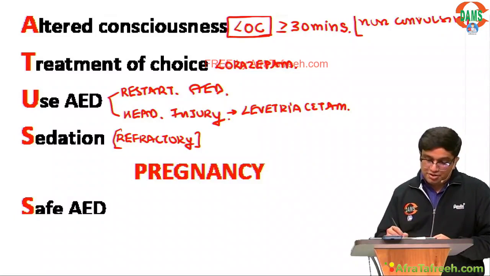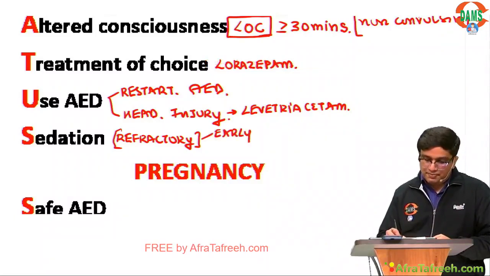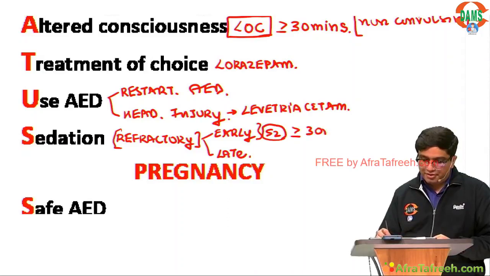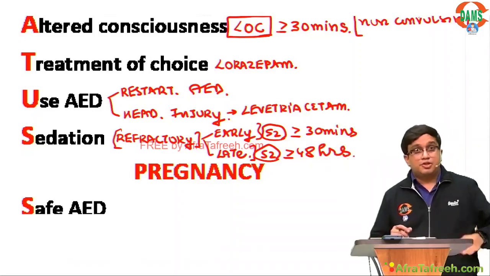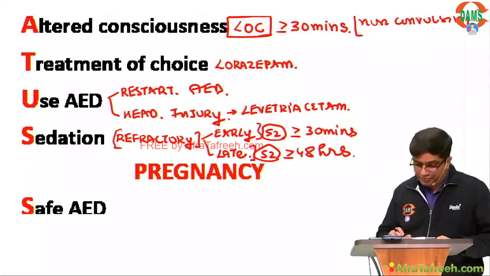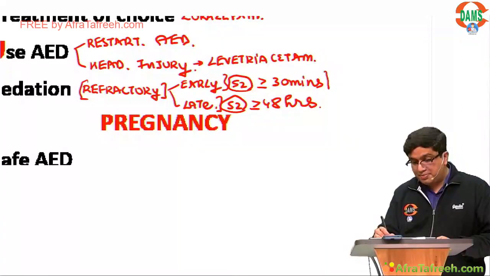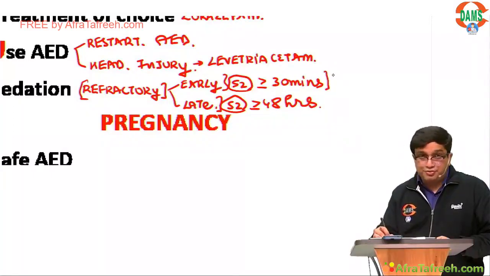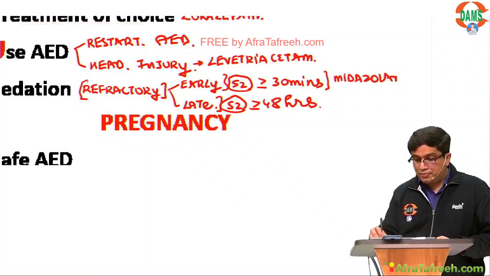So there are two kinds of refractory status epilepticus. One is early and the other one is late. The early one is the one in which the seizure is lasting for more than half an hour. And the late refractory is the one in which the seizure is lasting for more than or equal to 2 days, or 48 hours. Depending on the situation, we choose the best sedative drug to be given. For an early refractory status epilepticus, please remember, the ideal drug of choice is midazolam infusion. And for the late refractory status, it's always thiopentone.